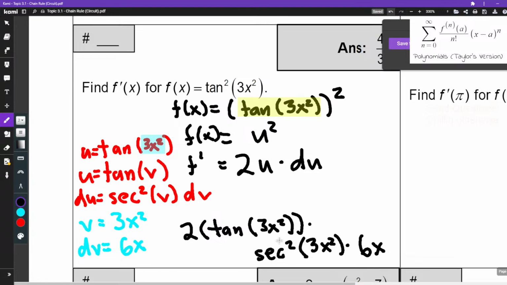And there's your answer right there. 2 tangent 3x squared, secant squared 3x squared, secant squared of 3x squared plus 6x. I think it's going to be like 12x probably. Yeah. So very simple.